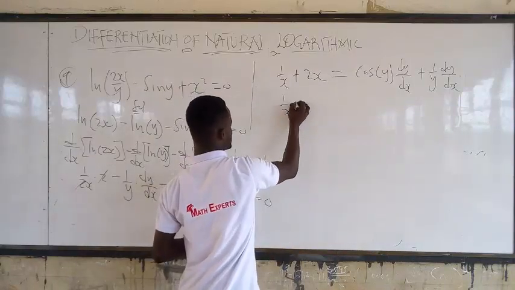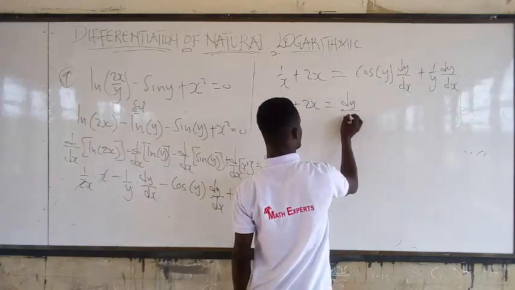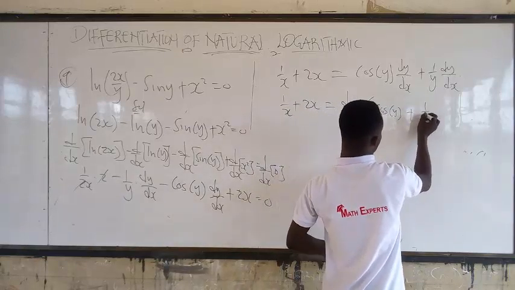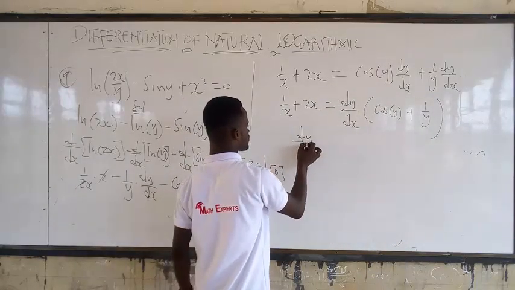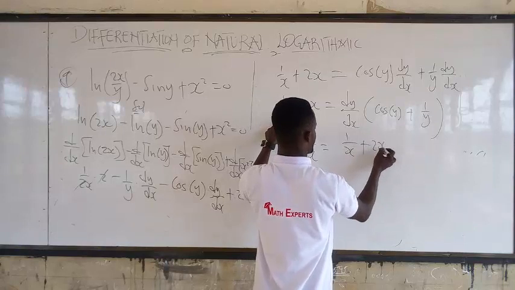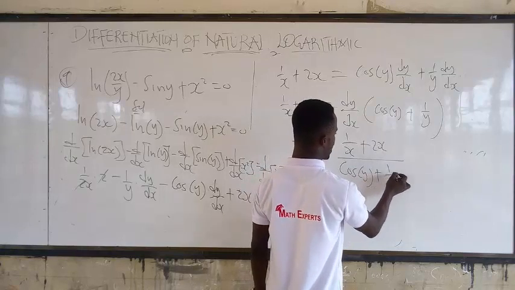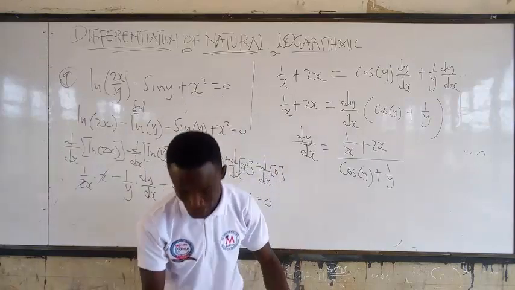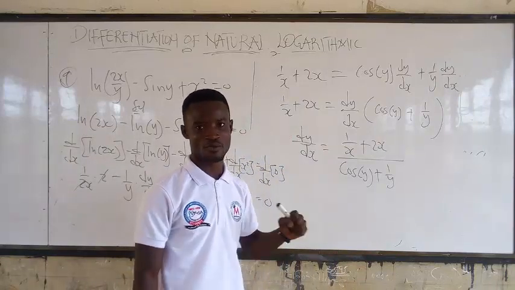Alright, so 1 over x plus 2x is equal to, you can factor dy/dx out here. So dy/dx comes out, times cos y plus 1 over y. So now dy/dx is going to be equal to 1 over x plus 2x, all over cos y plus 1 over y. And that becomes the final result for such a question.